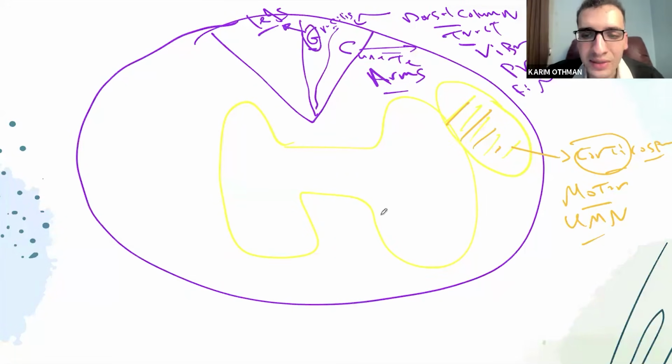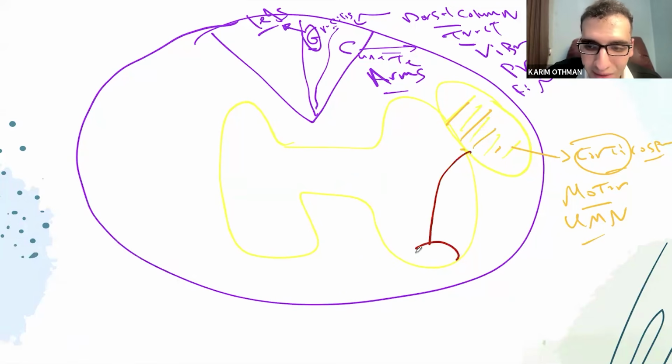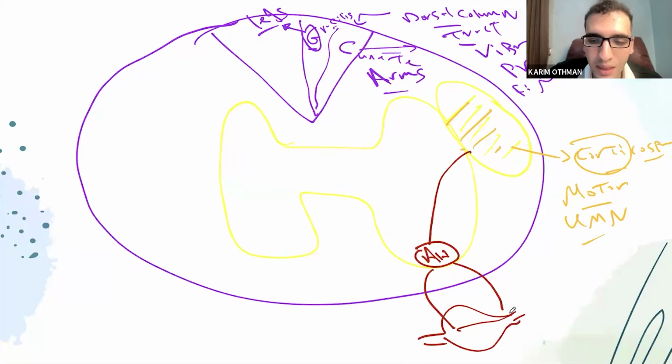Okay? And then this corticospinal tract will travel, and will go to the anterior horn. And this anterior horn will supply the muscle, guys. Okay? And the anterior horn itself is a lower motor neuron.